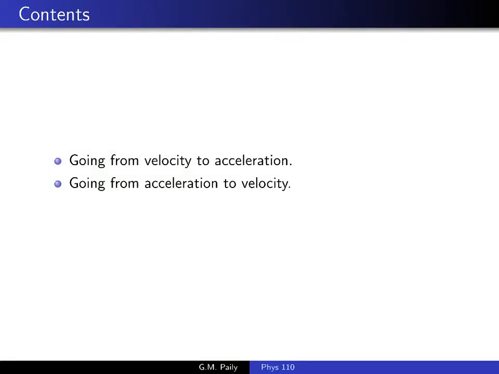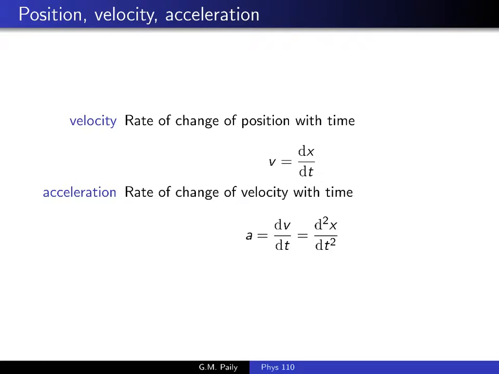In this video, we will look at how to go from velocity to acceleration and back from acceleration to velocity. Velocity is the rate of change of position with time, that is dx over dt in one dimension. Similarly, acceleration is the rate of change of velocity with time, and so it can be written as dv over dt, or the second derivative of x with respect to time.